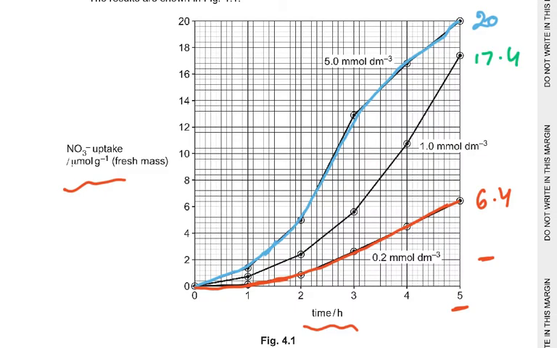So we only have to compare 0.2 and 5 millimole, and between 2 hours and 5 hours. So we're comparing this area, 2 hours and 5 hours. Look at the difference between the blue line and the red line. There is a very sharp increase between 2 and 3, and a gradual increase between 2 and 3 for the other. And then the final was 6.4 and the final was 20 micromole per gram.